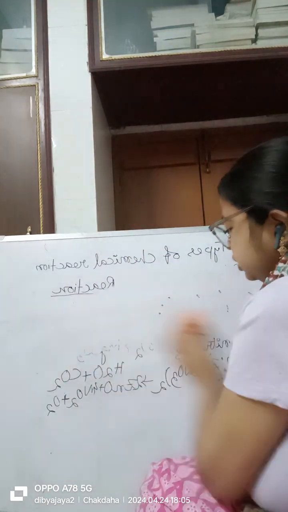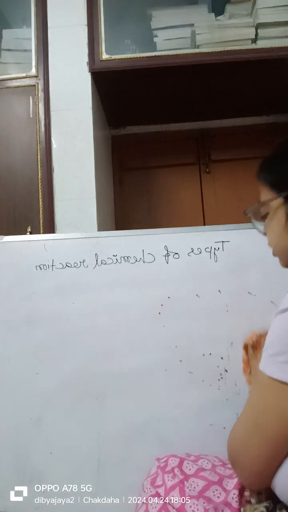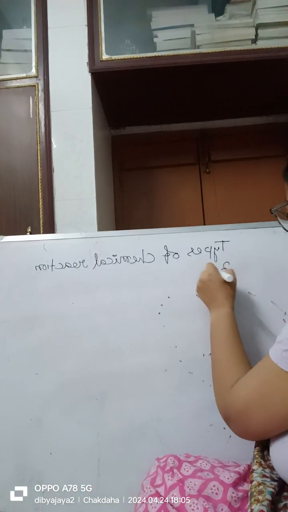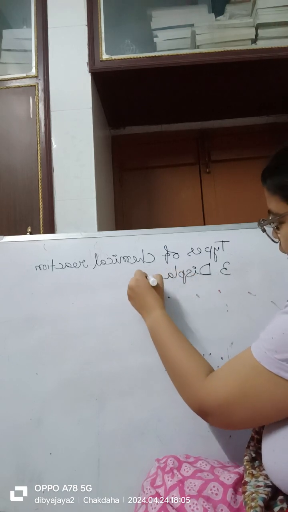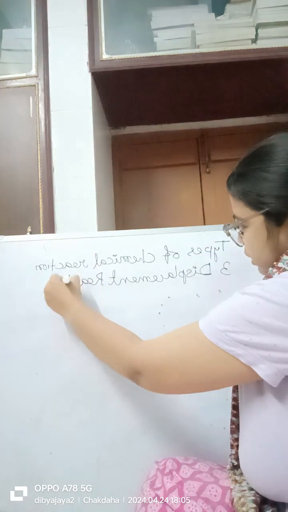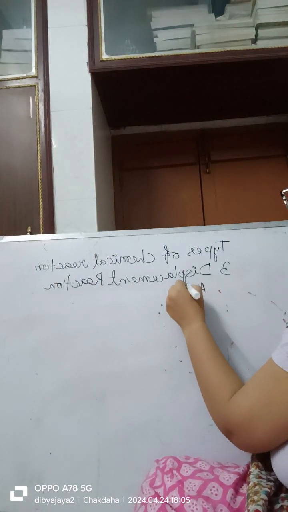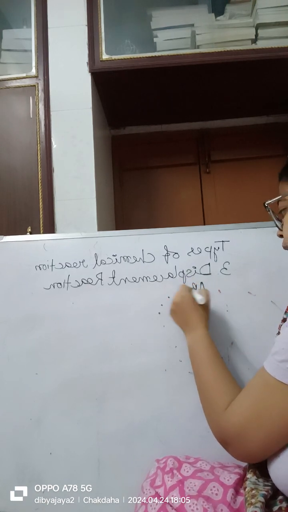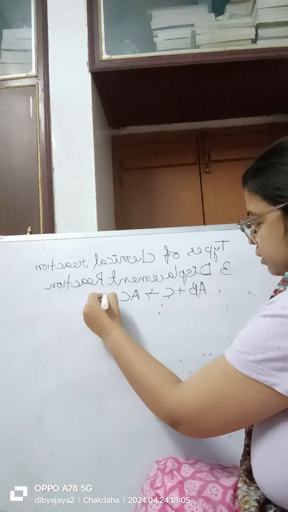So decomposition reaction is completed. Next we come to the displacement reaction, number 3. Displacement reaction. Already we know AB plus C gives AC plus B.